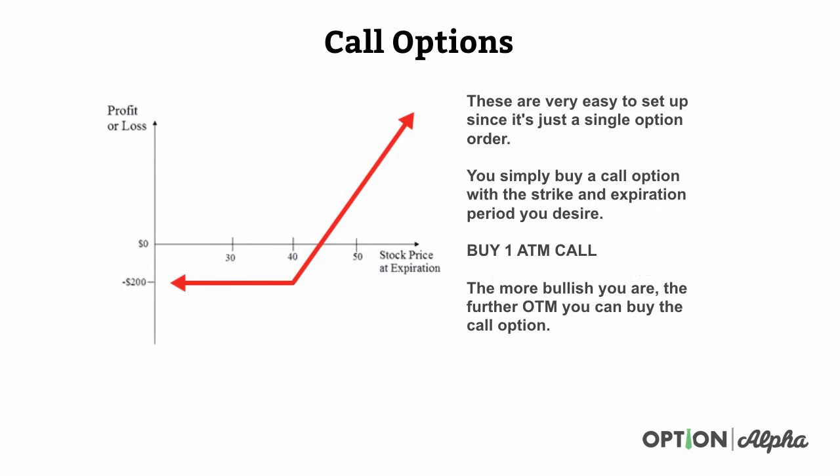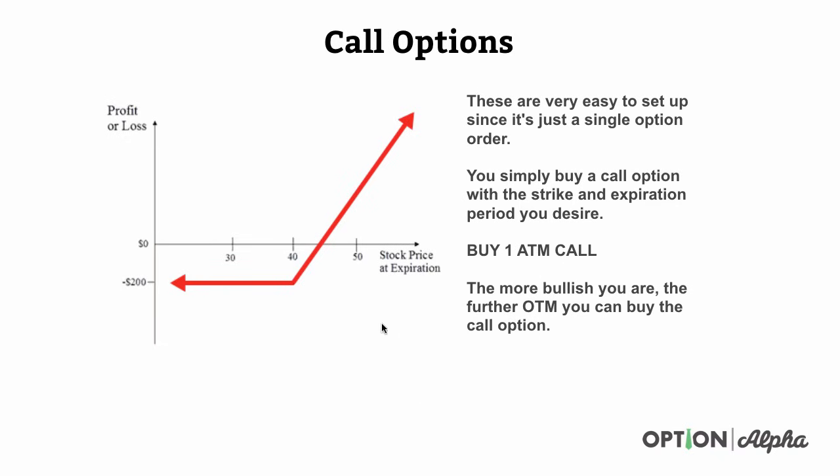So let's continue here further. These are very easy to set up since it's just a single option order, and that's what we're going to start with here as basics. You simply buy a call option with the strike price and expiration period you desire. In this example, you might buy a call option that's, say, at the money, or you might buy a call option that's out of the money if you're even more bullish.